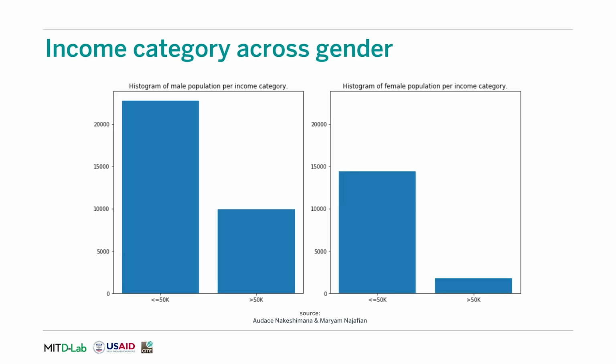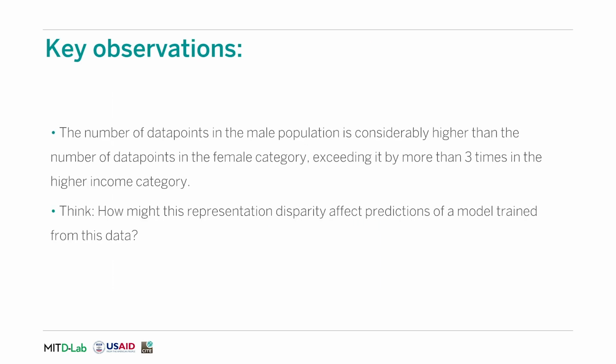By looking at the income level distribution across different genders, we can see that the ratio of male individuals that make more than $50,000 is about a third. But for the female demographic, this ratio drops to about 20%. An important observation from what we've seen so far is that the number of data points in the male population is significantly higher than the number of data points in the female population, exceeding it by more than 3 times in the higher income category. Therefore, it is very important to think about how this representation disparity might affect predictions of a model trained from this data.